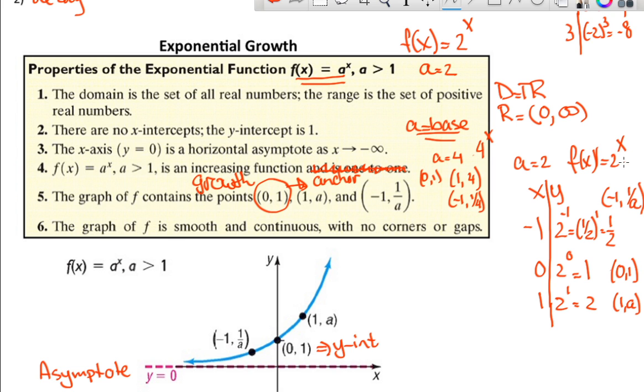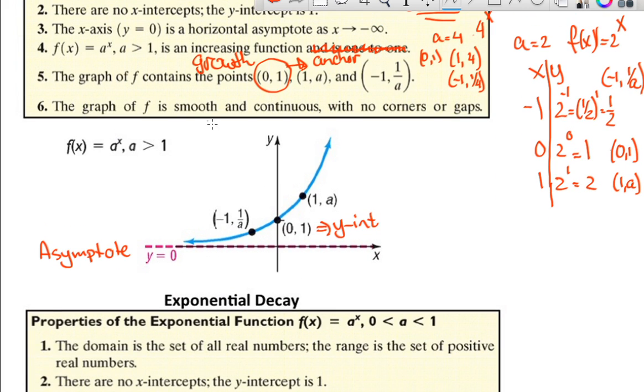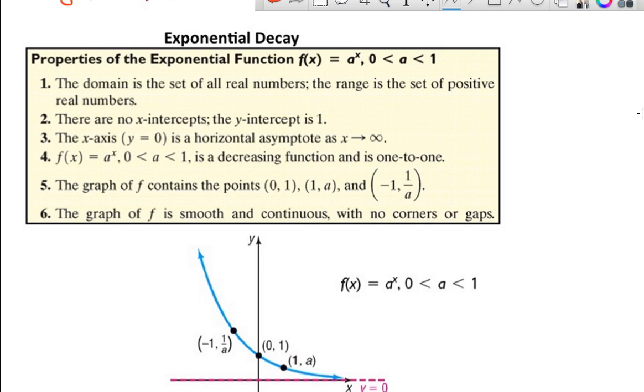Okay? Alright. So the next one then that we can have is we can have decay functions. Oh, sorry, the last one here is the graph of f is smooth and continuous. So it's a smooth and continuous line, which is why we can't have a base that is negative. So we can go through decay a little bit faster. So decay happens when a is between 0 and 1. For example, if I say that a is 1/3, then this would be f of x is equal to a base of 1/3 to the exponent of x. The domain and range would still be the same. The domain is still all real numbers, so you can put any x you want.